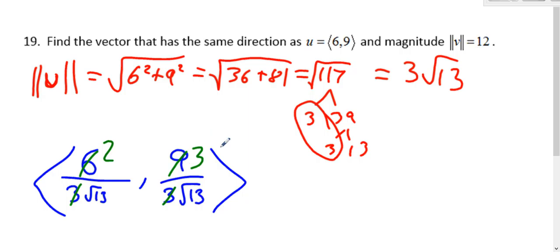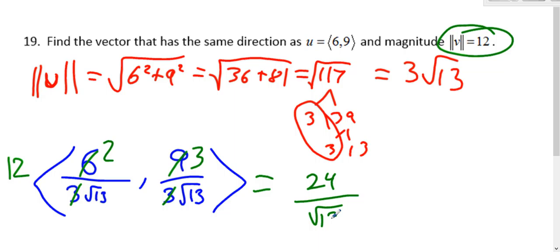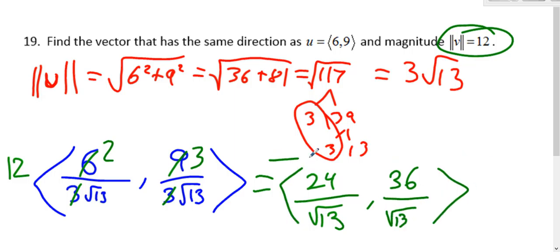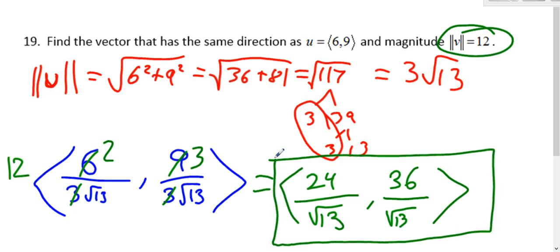Now we are changing the magnitude. This currently has a magnitude of 1. We want it to have a magnitude of 12. The unit vector, so the magnitude is 1. To give it a magnitude of 12, you just multiply it by 12. So that's 12 times 2, 24 over the square root of 13. And then 12 times 3, that's 36 over the square root of 13. And I'm okay with leaving the square roots in the denominator.